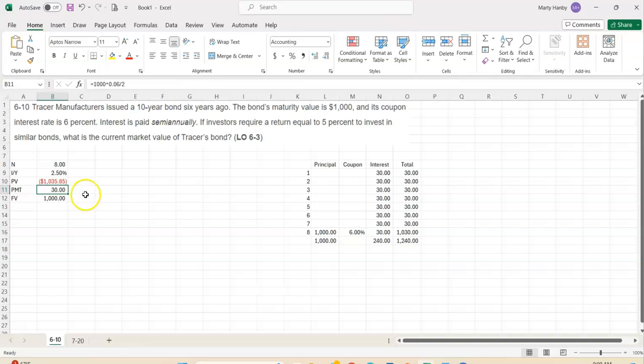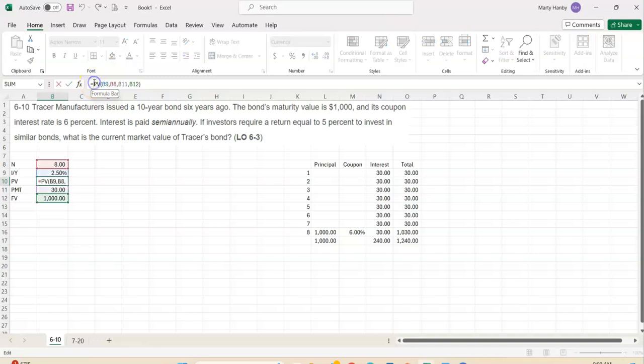And then PV, $1,035.85. It comes out as a negative. A lot of times what I'll do is just put a negative here, and then it comes out as a positive, and you would enter that on your exam as $1,035.85 with the commas and the decimal.